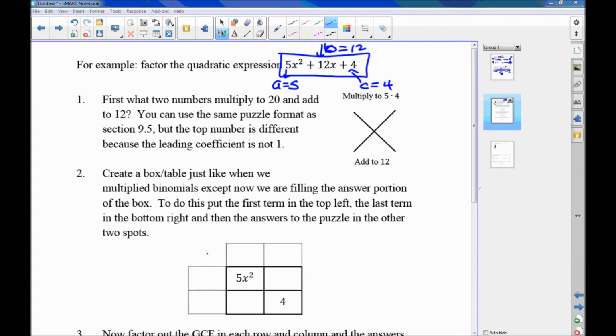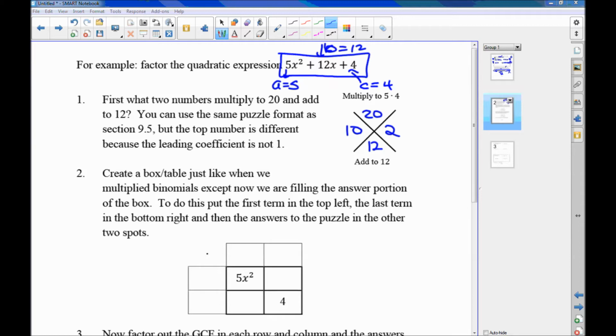First, what two numbers multiply to 20 and add to 12? The 20 comes from the a and the c multiplied together, so 5 times 4. And the 12 is still just the middle term, so b. So we want them to multiply to 20 and add to 12. Well, we've been doing this one since last time, so this is 10 and 2. 10 times 2 is 20, and 10 plus 2 is 12.